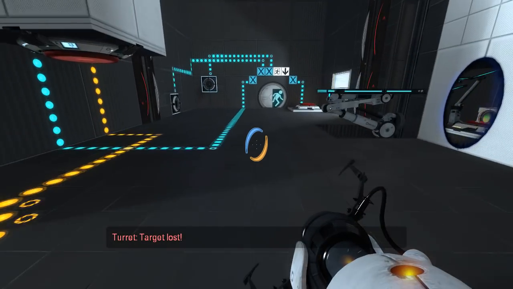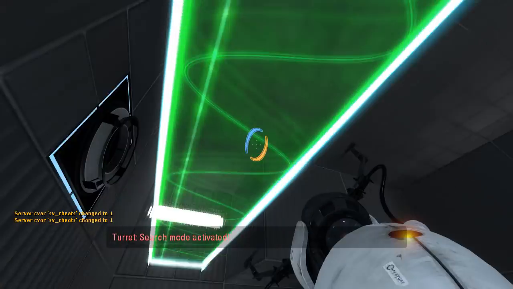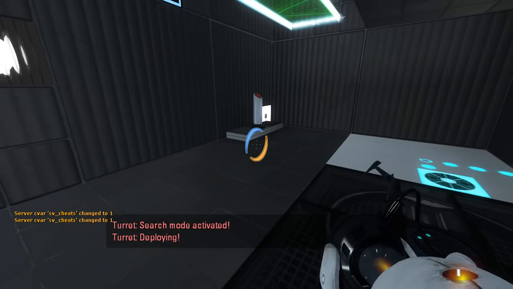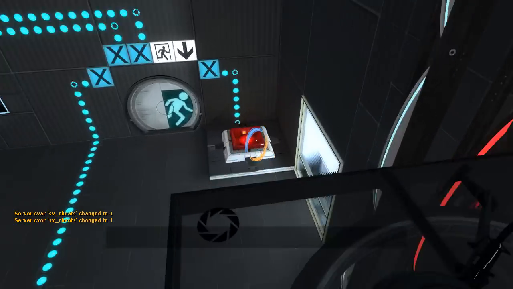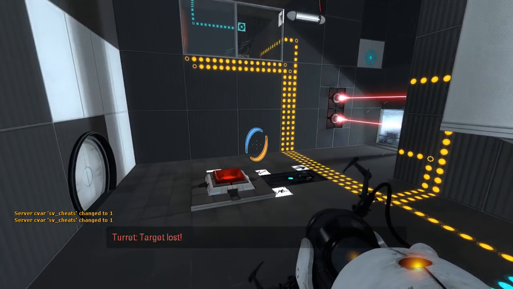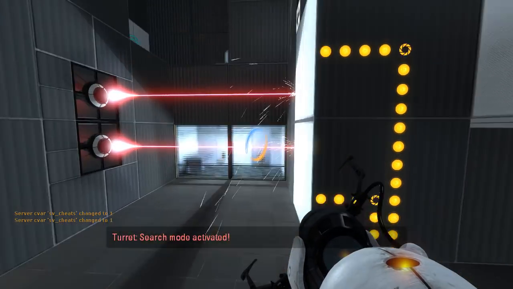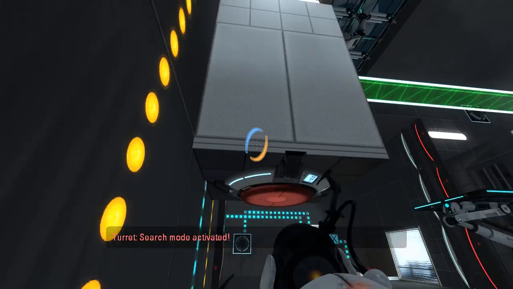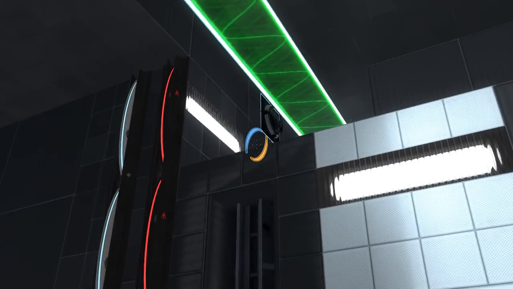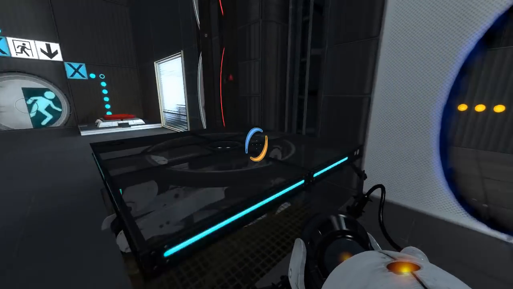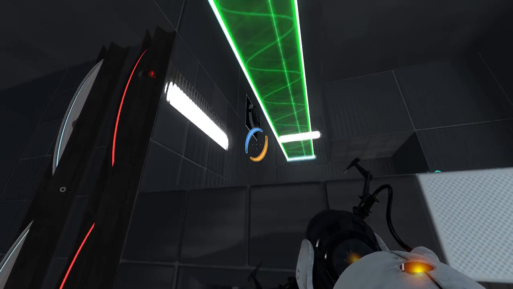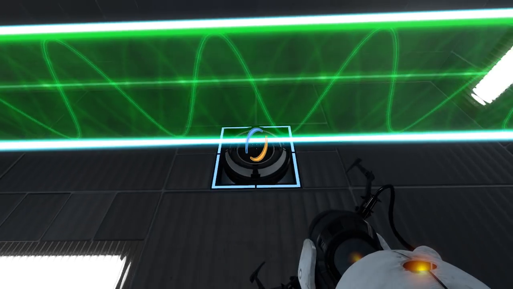That's not triangle. Neither of those are triangle. That's not triangle. That's not triangle. What activates triangle? That's not triangle. I don't even know what that goes to. This just flat out has no signage.